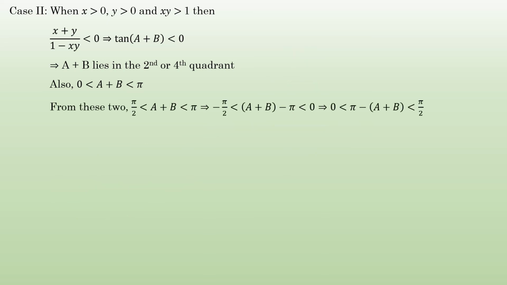So from these two we will have this. Now again you see here, I am writing here. Already we got that a plus b is from pi by 2 up to pi. But actually our original function was tan of a plus b. So where should this a plus b lie? A plus b should lie in this branch actually.